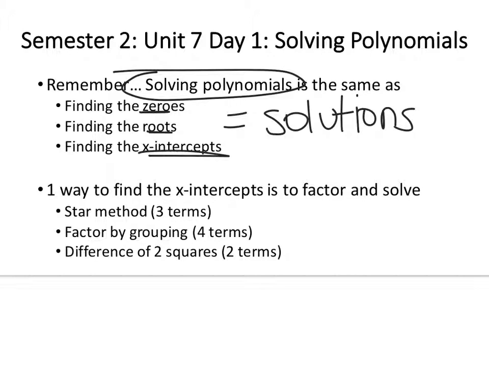We're only going to use 3 of the 4 methods I taught you before. We're not going to do perfect cubes. And factor by grouping only shows up like twice on your homework. So really we're going to mainly be hitting the star method today.